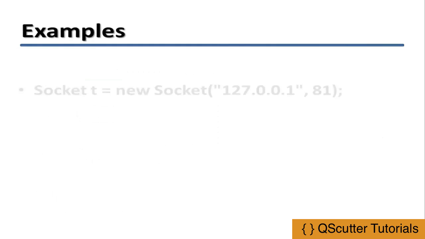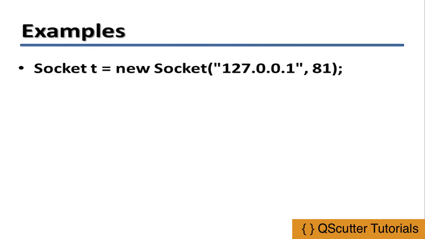Examples of sockets: we can create a socket by Socket t = new Socket, plus the IP of that particular PC, or you can also put the IP address of that web server and a port number. Here 127.0.0.1 is actually a web server URL, or you can say an IP, and 81 is the port number through which we're going to connect with that web server.